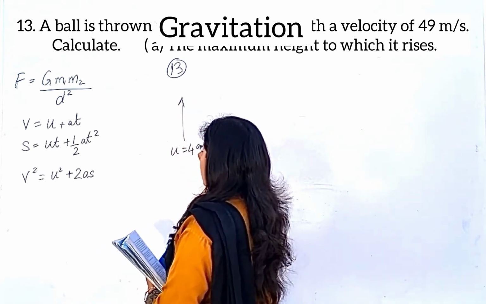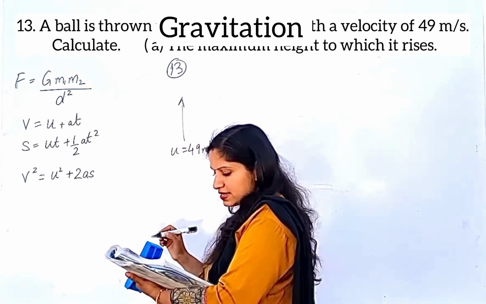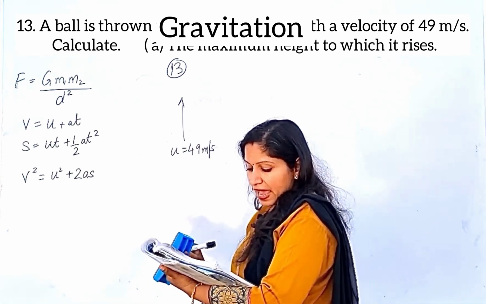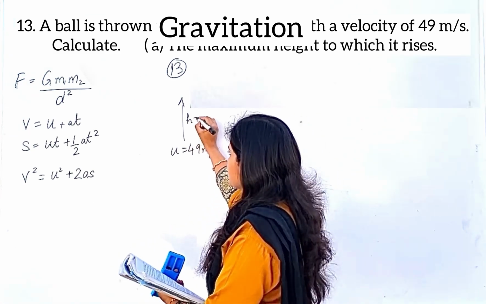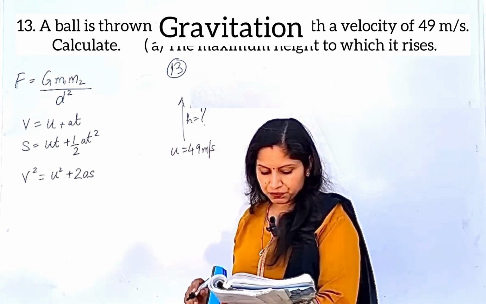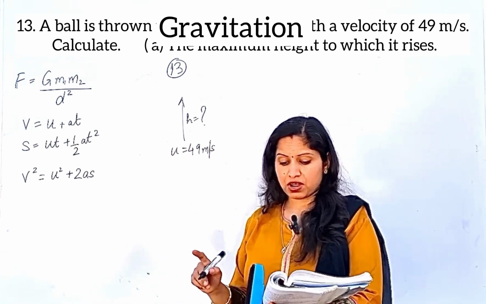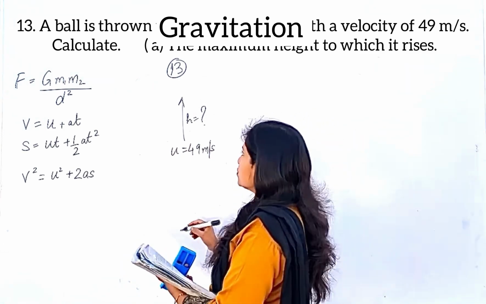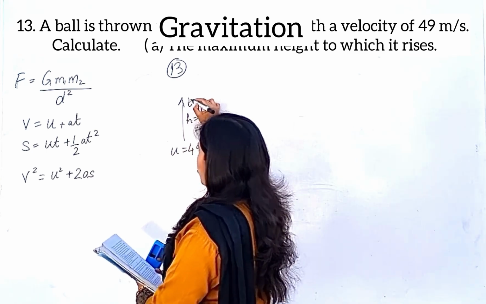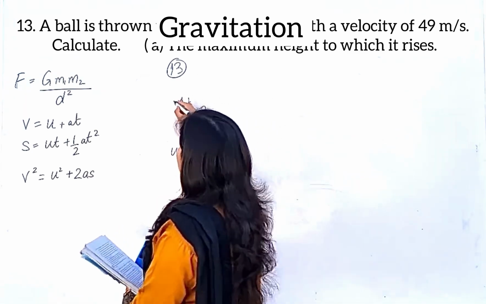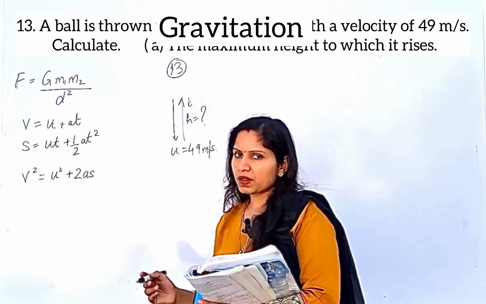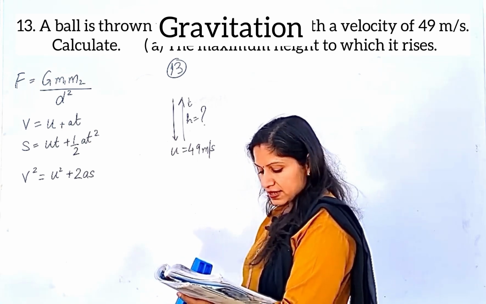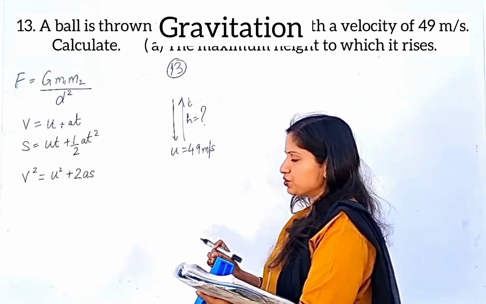Initial velocity of the ball is given as 49 meters per second. Calculate the maximum height up to which it is going to rise, and the total time to return to the ground, to the surface of the earth. So you'll have to calculate the time taken by the ball to reach the highest position and multiply it by 2. Okay, let's see. The first question is to calculate the height to which it rises.